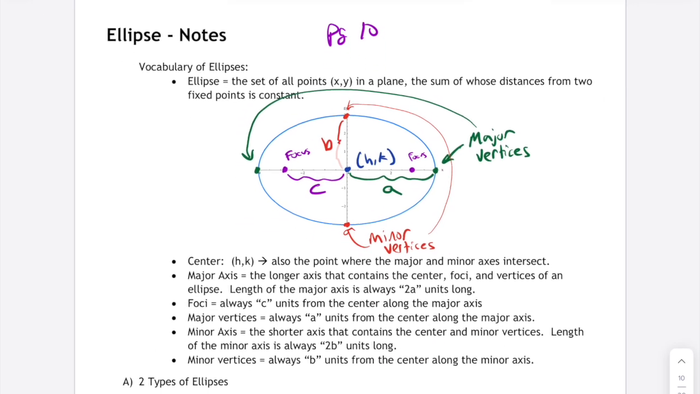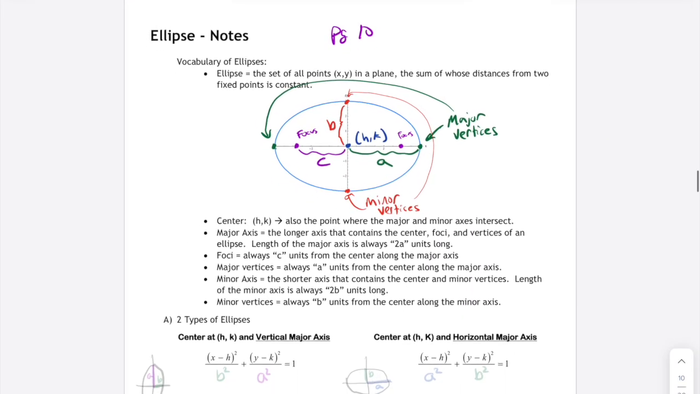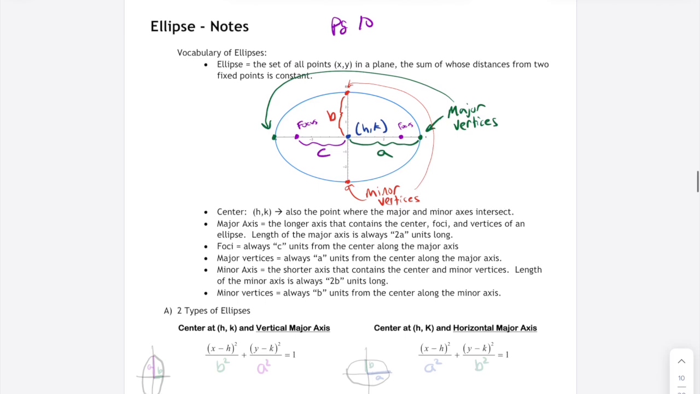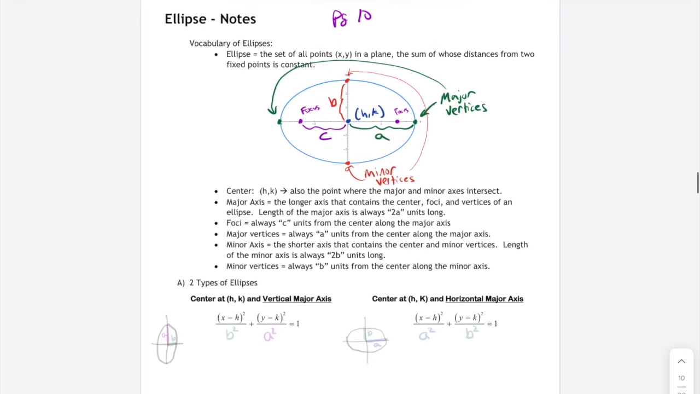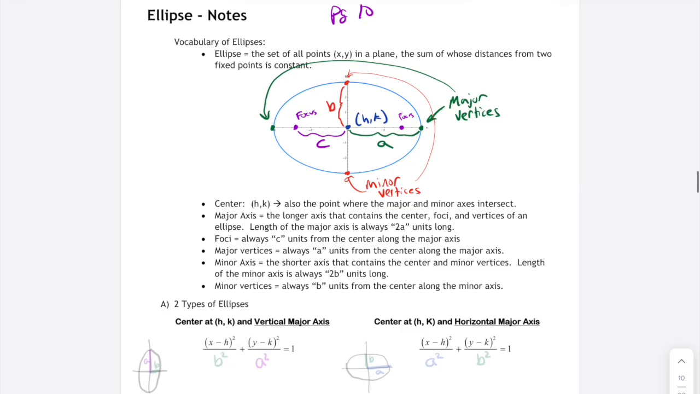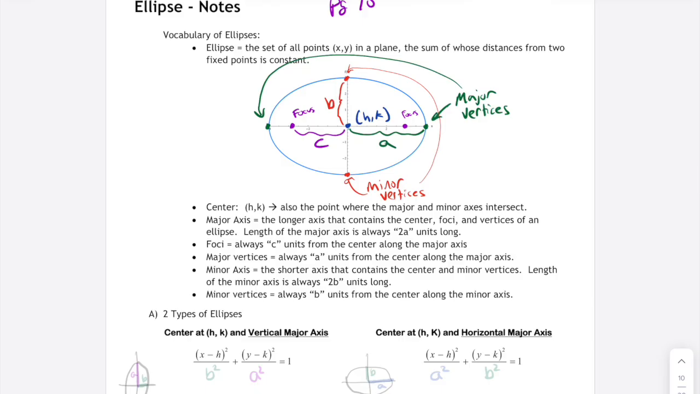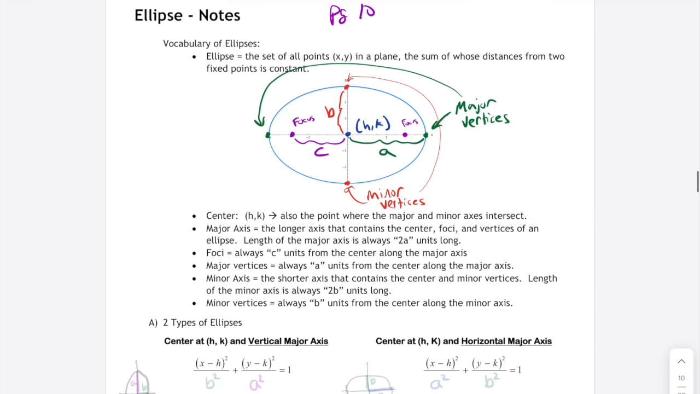Fix that one more time. There we go. b units. Okay. All right, there's a lot there. So we say the major axis is 2a units long, or the distance from the center to the vertex is a units. Okay. And so there's two types of ellipse.